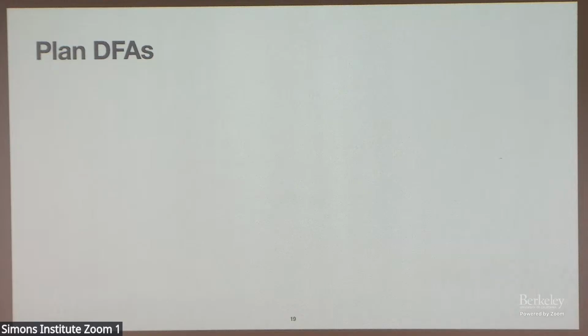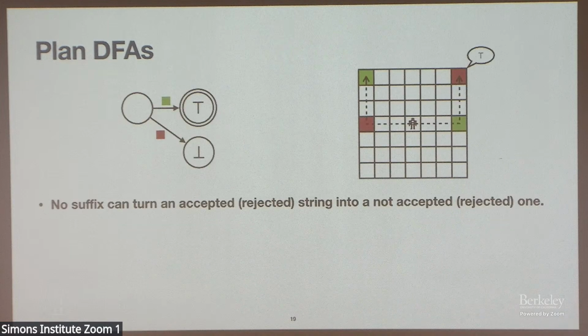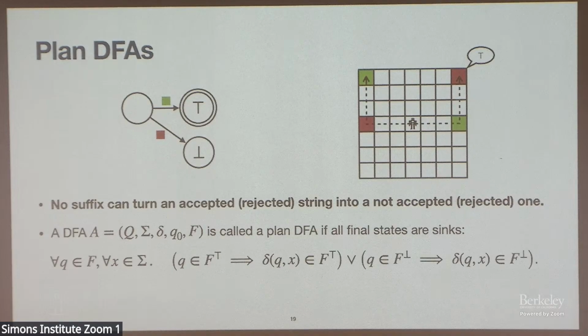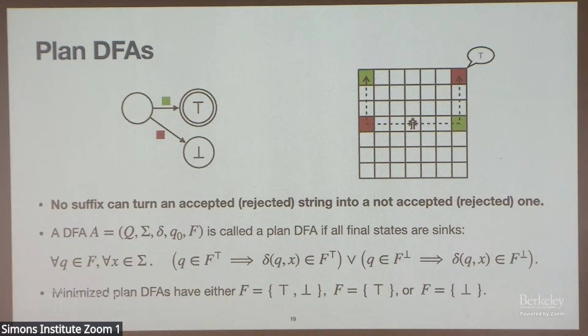And specifically in the rest of the talk, this is my assumption: I assume that we work on these plan DFAs. A plan DFA is defined as follows. No suffix can turn an accepted string into a not accepted one. Specifically, if you give me this DFA, if any state Q is in the accept set, then any outgoing transition goes to an accept state. And same for the reject one too. And then obviously, if you minimize such DFAs, you'll just have one sink accept state and one sink reject state.